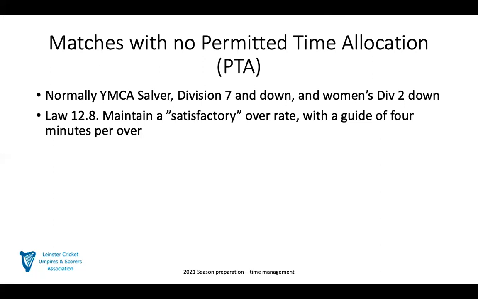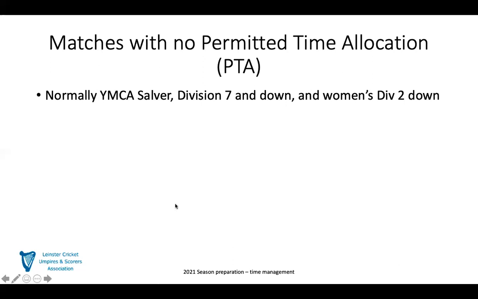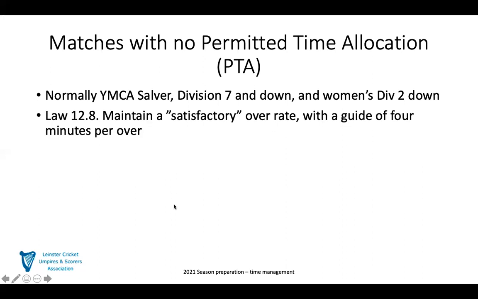There's no permitted time allocation in these games. Teams don't really have to bowl their overs in a particular time, but the playing conditions in Law 12.8 do say that they should maintain a satisfactory over rate. As a guide, the Cricket Leinster playing conditions work off about 4 minutes per over. So if it's a T20 match, as a guide, it should be something like 1 hour 20, 80 minutes. A 40 over match would be 160 minutes. But in these lower games, that is only a guide, okay?